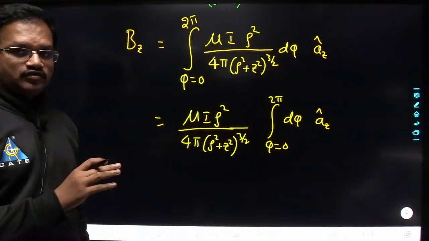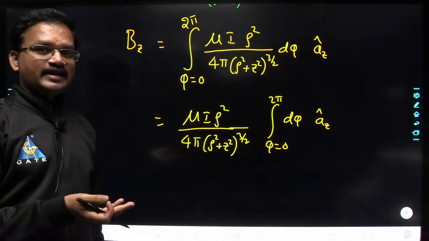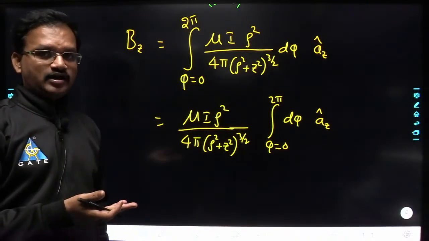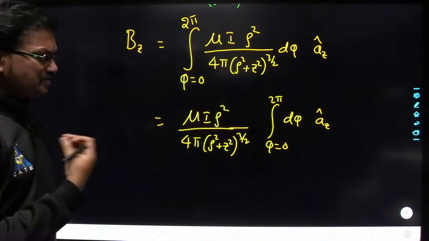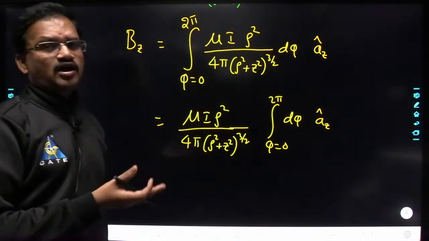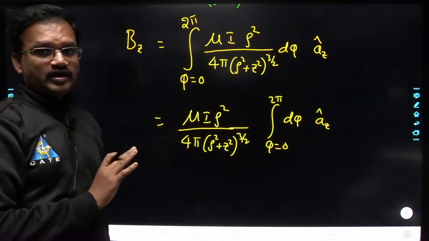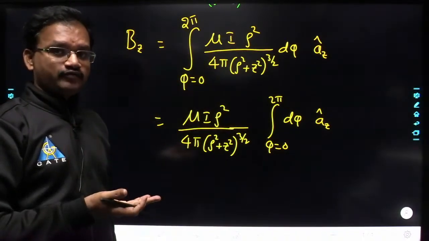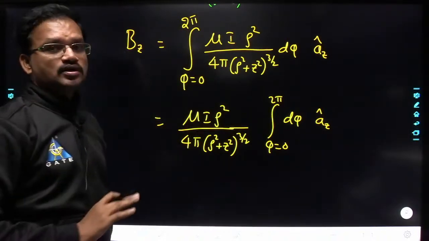So if you know that one, then because of the symmetry, which components will get cancelled and which components will get added up? That's what you have to analyze. Once you know that only the Z component of the field will exist, take only the Z component of the field, and in order to get the total field due to the total circular loop, you have to integrate throughout the circular loop.